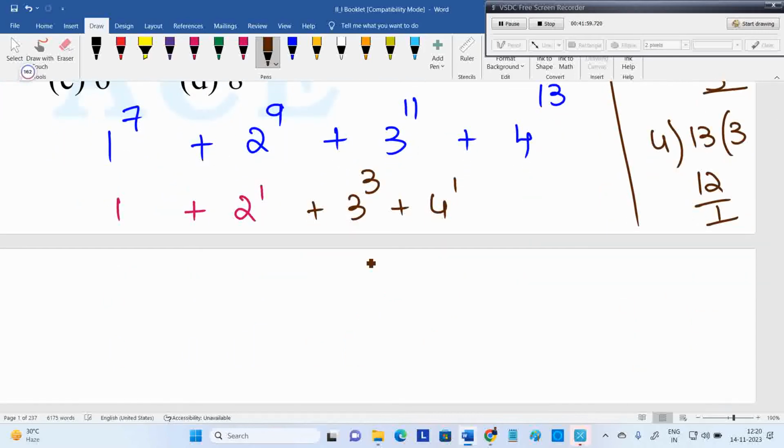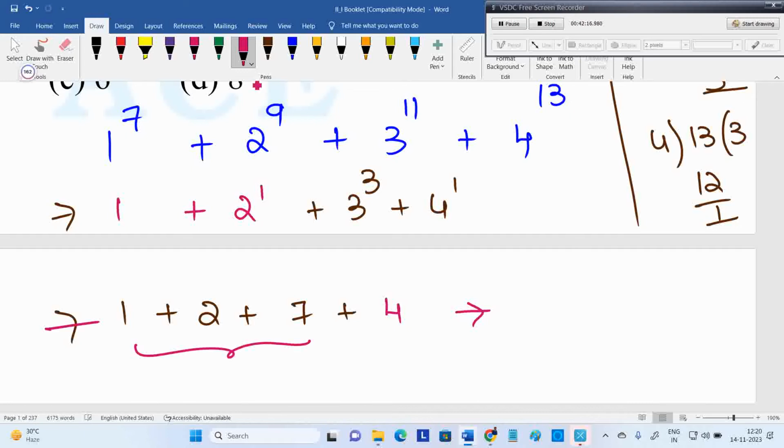Okay. Now, 1 plus 2 plus 3 power 3, which is nothing but 27. Units place is 7 only. 4 power 1 is nothing but 4. We can write it like 4. Now 1 plus 2 plus 7 is 10. 10 plus 4, 14. Sir, 4 only. Units place only we have to write.